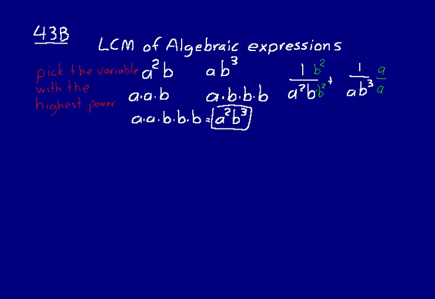So look at what I've written up there in red. That's something to keep in mind when you're finding the least common multiple for algebraic expressions. Just pick the variable that has the highest power between them.